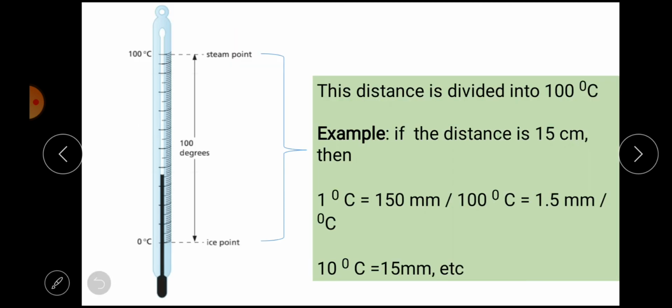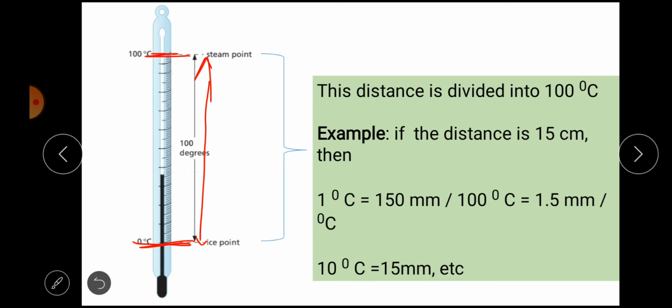So let's look at this one. Here we have a lower fixed point. Let's say this is the lower fixed point, which is 0 degrees Celsius. That is where the ice melts. Then we have the higher fixed point where pure water boils. We mark that one as 100 degrees. So we measure the distance from 0 degrees to 100 degrees, and then we are going to divide it into 100.